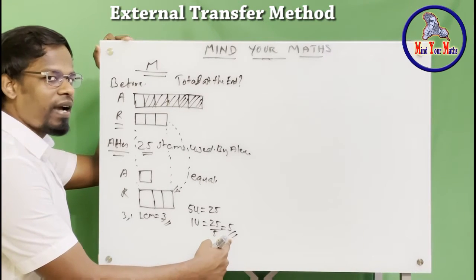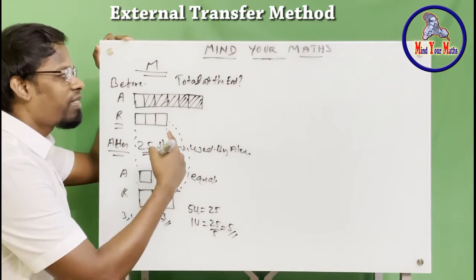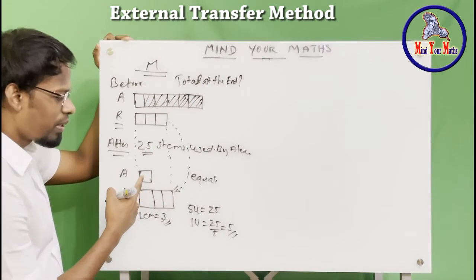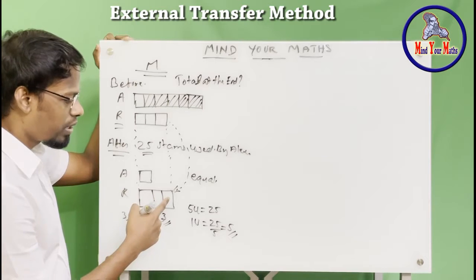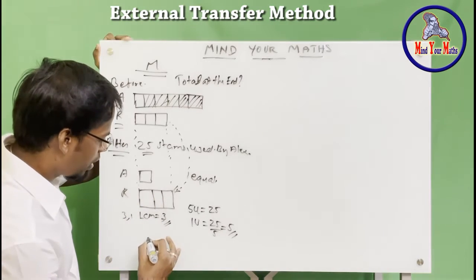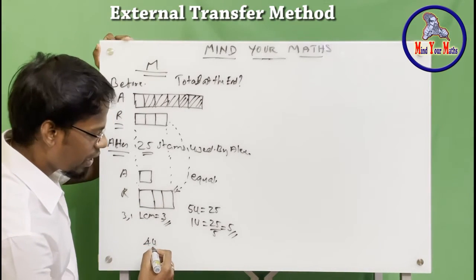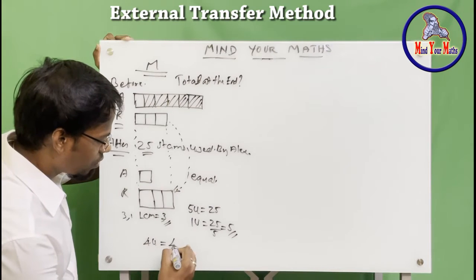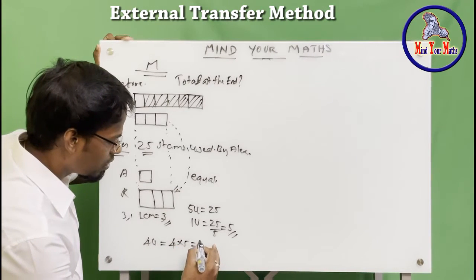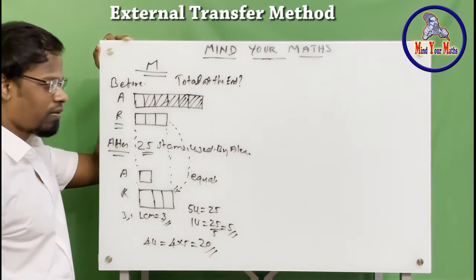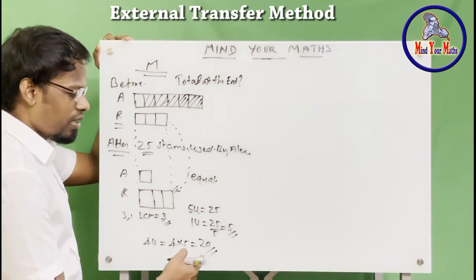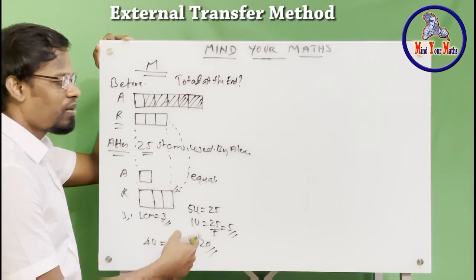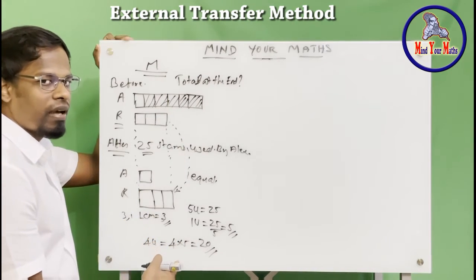But what do we need to find? The total at the end for both of them. How much do they have? 4 units. Alex had 1 unit, Ravi had 3 units. So 4 units is what they had at the end. 4 units is equal to 4 times 5, which equals 20. So that is the number of stamps that both of them will have at the end.